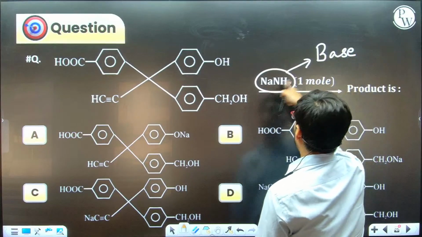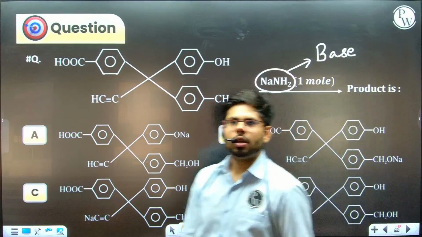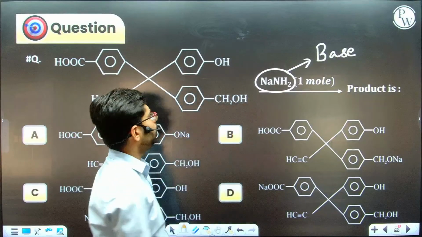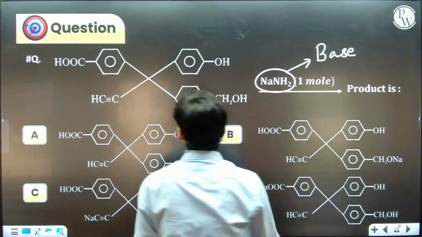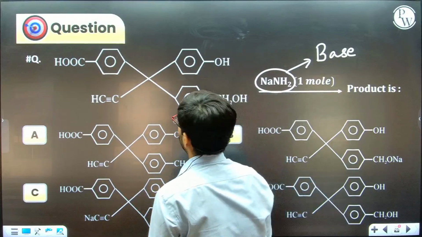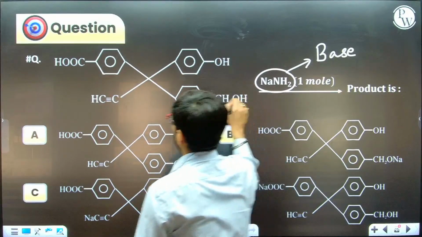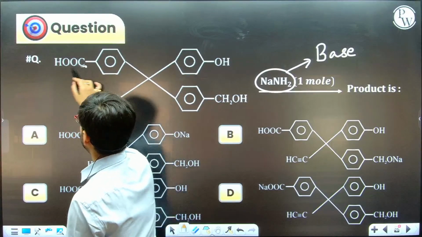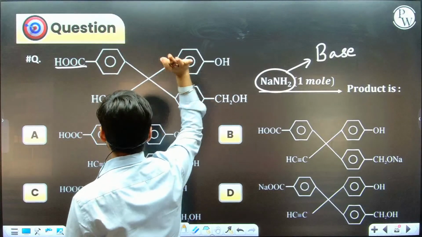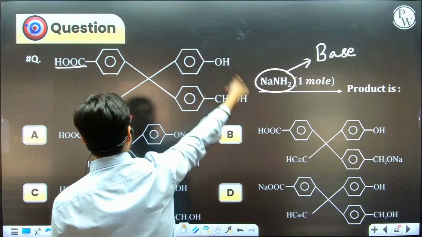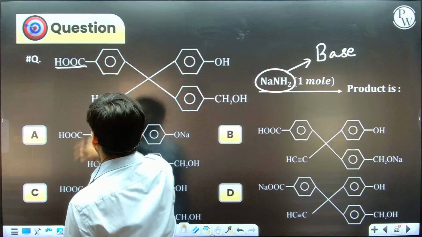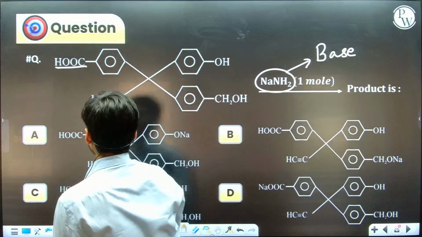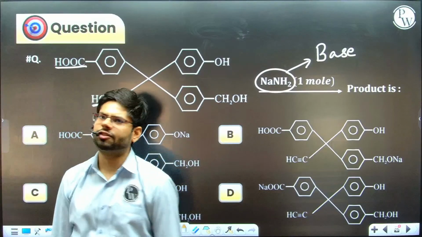If 1 mole of the base has been used, then in this compound the most acidic hydrogen will react, because we have only 1 mole of the base. Which is the most acidic hydrogen in this molecule? We have phenolic group, we have alcohol, we have sp hybridized carbon containing 1 hydrogen atom, and here we have COOH. Obviously COOH is a stronger acid than phenol, COOH is a stronger acid than alcohol, and COOH is always a stronger acid than this hydrogen attached to sp carbon. Hence answer will be obtained if I take out 1 H plus from COOH.